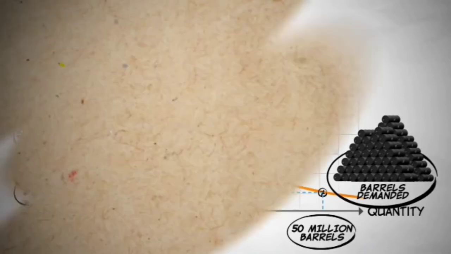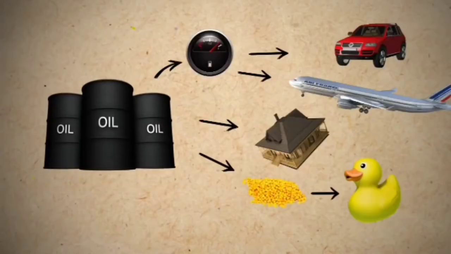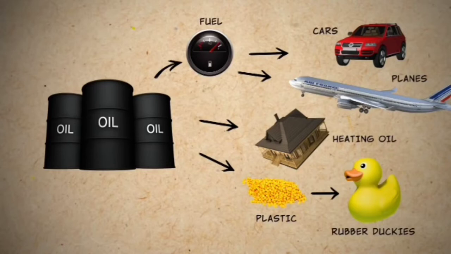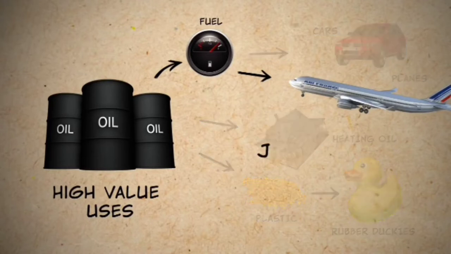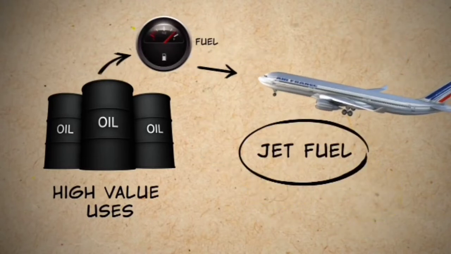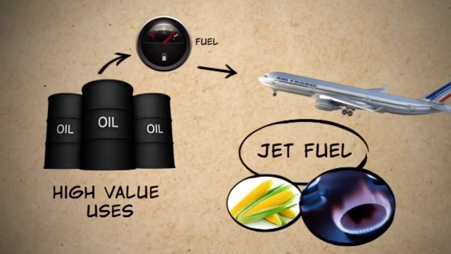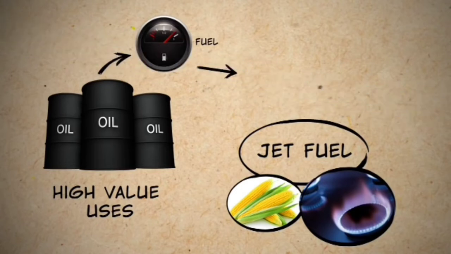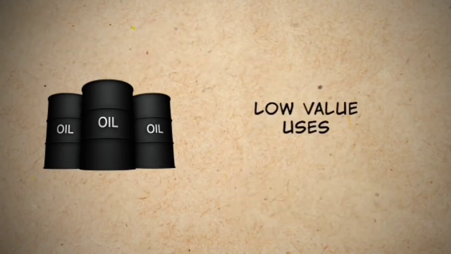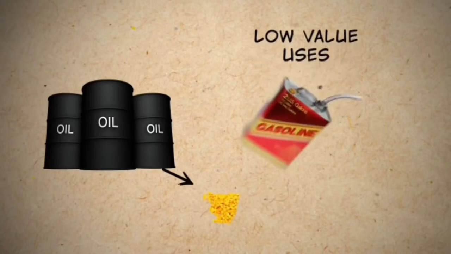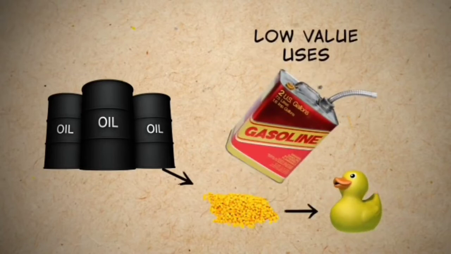But there's more to why the demand curve looks like this. As we mentioned before, oil has many uses. Some of those uses are high-value uses, uses for which oil has few substitutes. An example would be jet fuel. Right now, you can't fly jets on corn or natural gas. If you want planes that fly, you're stuck with using oil. Other uses are low-value uses, like making gasoline or plastic for these guys.